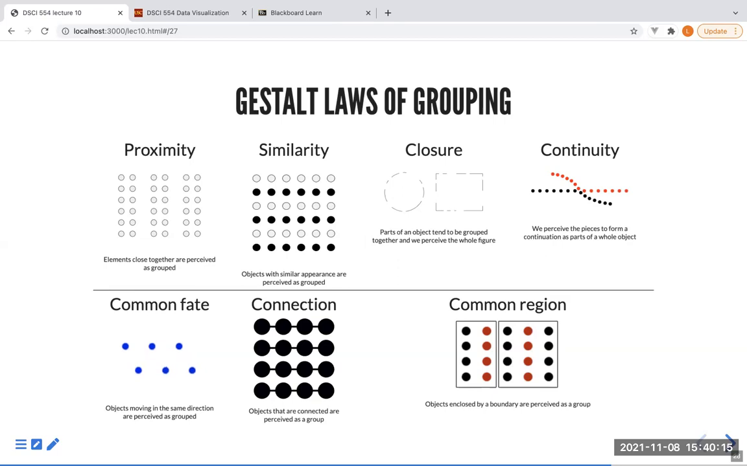The common region states that objects enclosed by a boundary are perceived as a group. So this we use all the time when we do dialogues in the UI, for instance, and you want to say that this block of information here has to do with the same thing. So you just put an outline around it, and that does it.